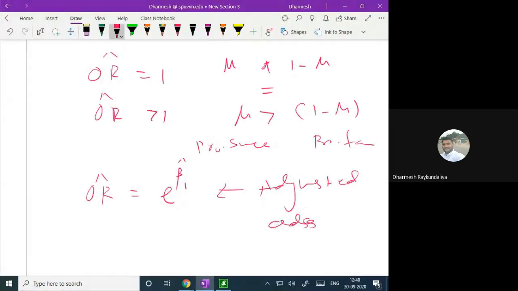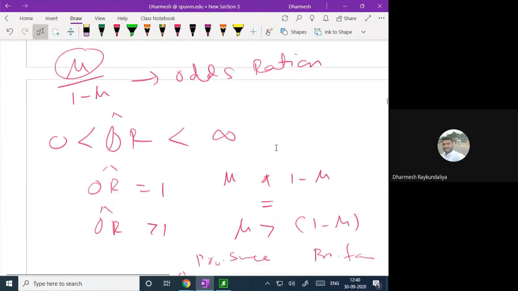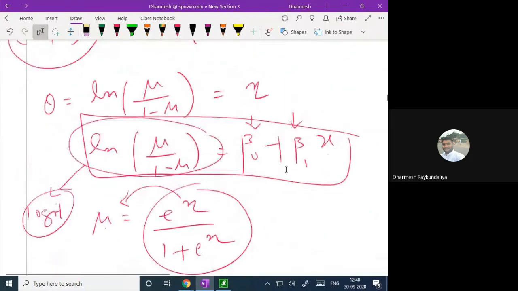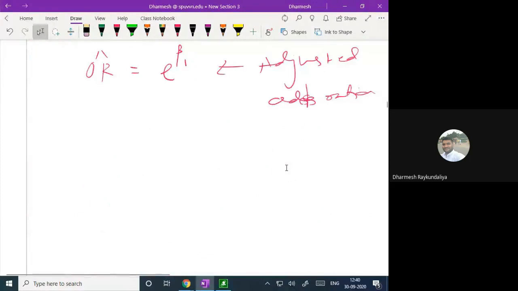But it is the adjusted odds ratio when other regressors are present. In simple binary logistic regression, the odds ratio and the adjusted odds ratio are both the same. There is no change in that.